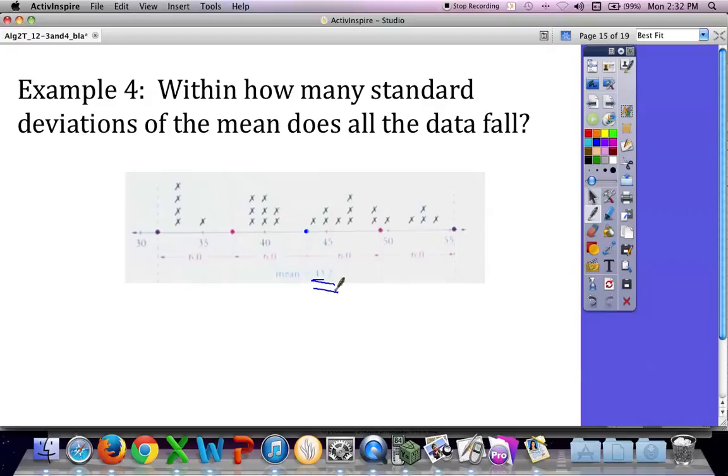So they're saying, within how many standard deviations does the data fall? Well, if I go 6 more than the mean, I'm about here. Is that more than all the data values? No. Then if I add 6 more, it is. Now all the data falls to the left. If I go to the right, if I subtract 6 from the mean, is all the data to the right now? No, but if I subtract 6 more, it is. So all of the data is within 2 standard deviations of the mean.